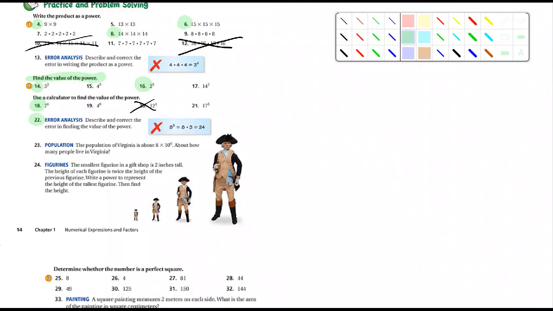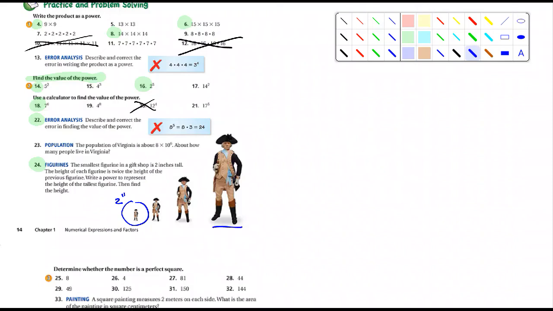Let me see here. Number 24, let's look at that. I do want you guys to do it. 24 says the smallest figurine in a gift shop is 2 inches tall, so I'm going to put a little 2 inches right there. The height of each figurine is twice the height of the previous figure. Write a power to represent the height of the tallest figurine. Here's the tallest one right here.